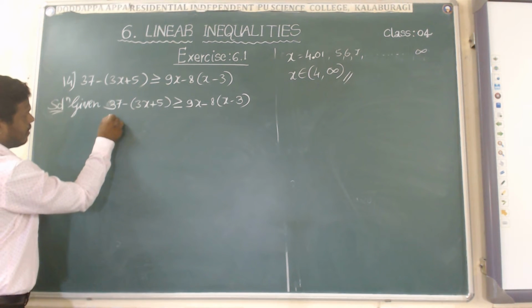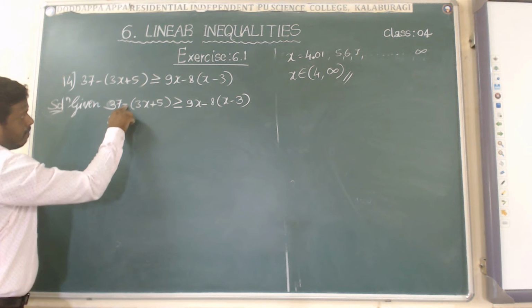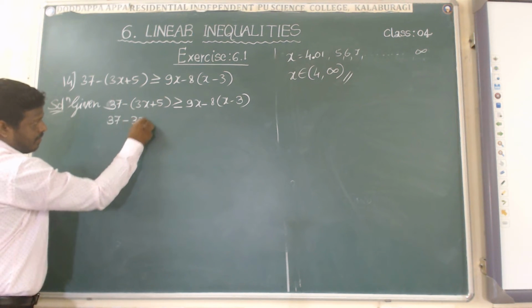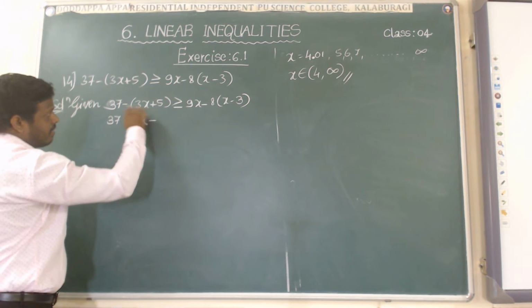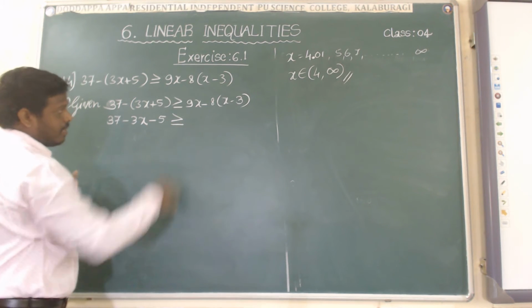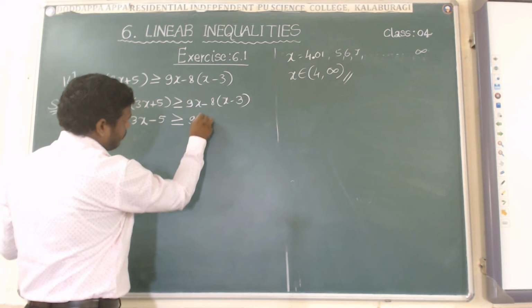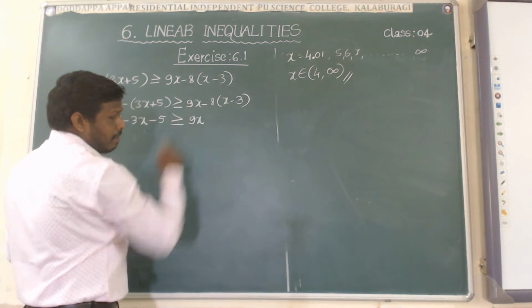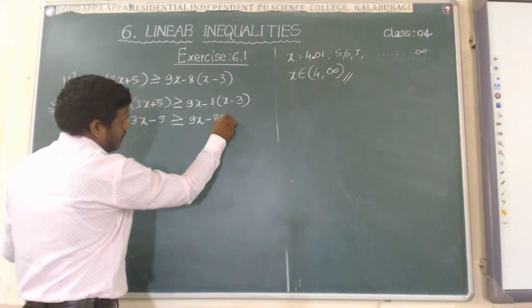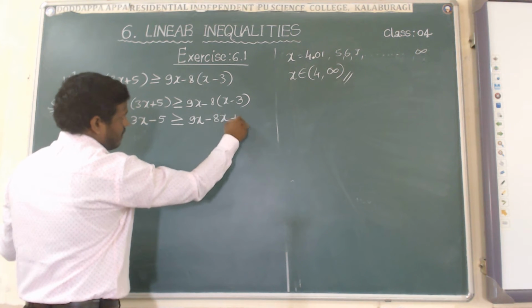37 you write as usual. Minus into plus, minus 1 into 3x is 3x, minus into plus, minus 1 into 5, that is 5. Write this symbol as usual. Again 9x you keep as usual. You have to multiply both terms with -8. Minus into plus, minus 8 into 1x, it is 8x. Minus into minus, plus 8 threes are 24.